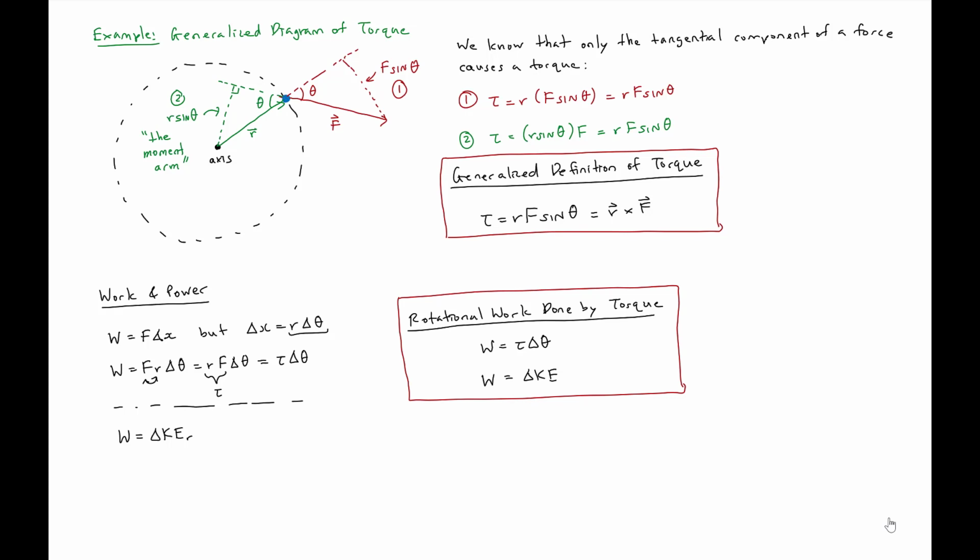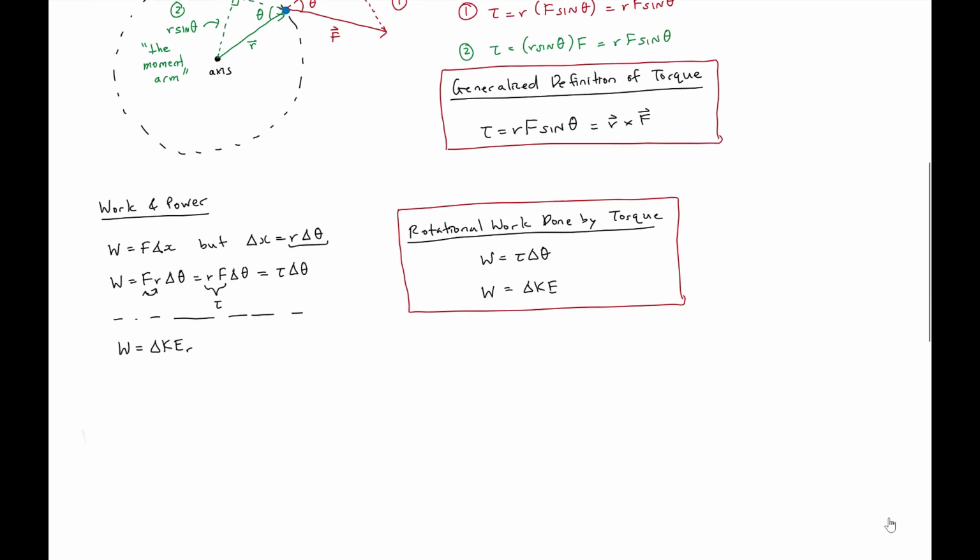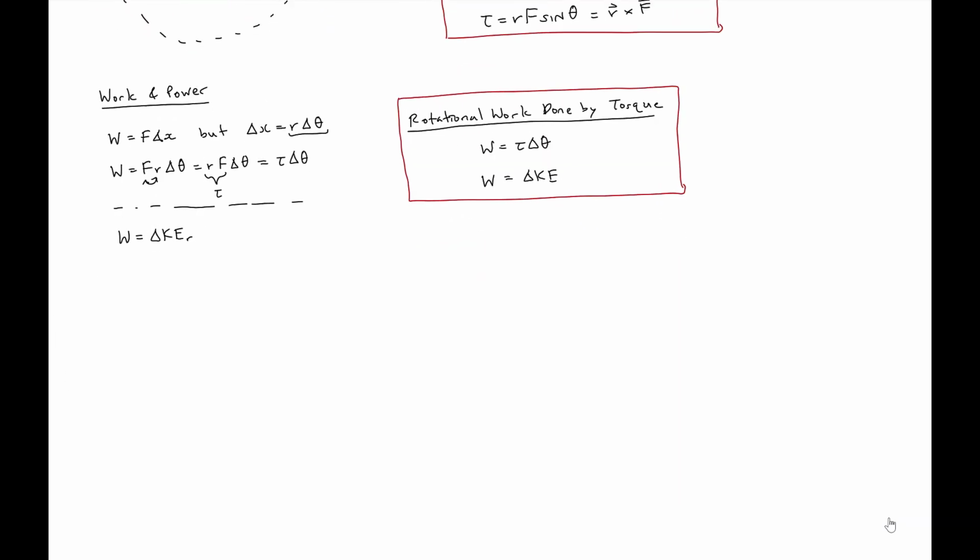So now we can define rotational power. Let's first set this as the work energy theorem. Power has the same definition as before. It's equal to the amount of work divided by the time it takes to do that work. We know that work is equal to tau delta theta, so we can rewrite it like this.